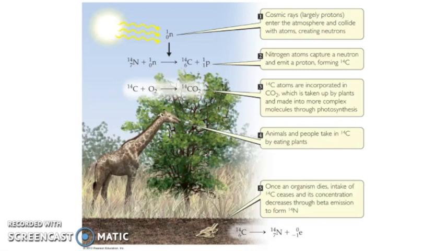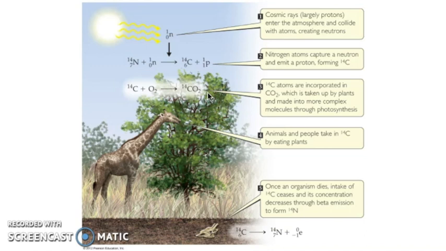So radiocarbon dating happens because of carbon-14, which is a naturally occurring radioactive isotope. And the reason that it's useful for carbon dating is because the sun emits cosmic rays that will ultimately form carbon-14 in the atmosphere, which becomes incorporated in carbon dioxide. And carbon dioxide, of course, is absorbed by plants.